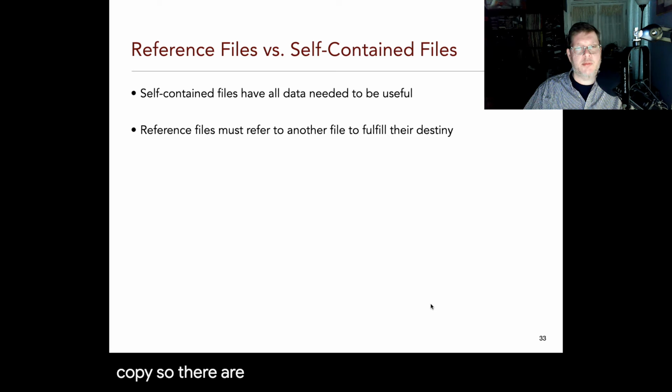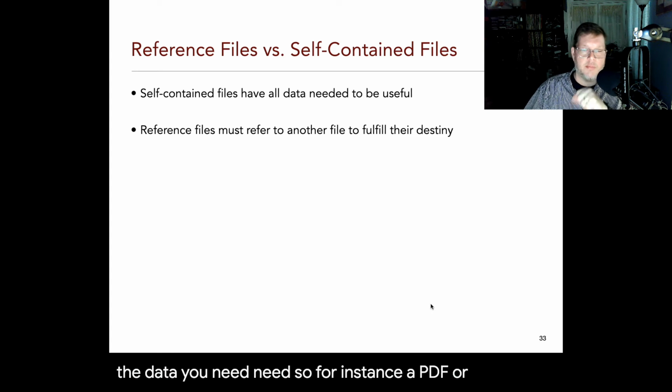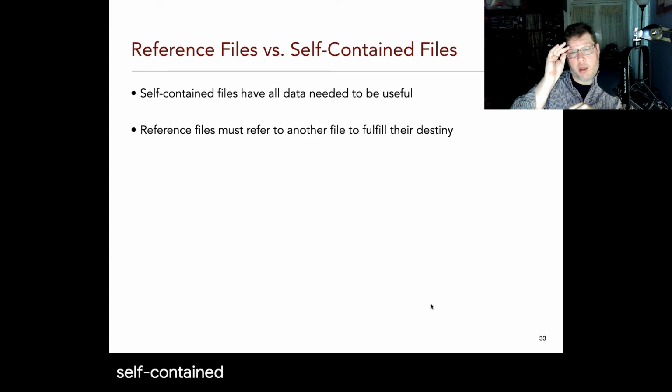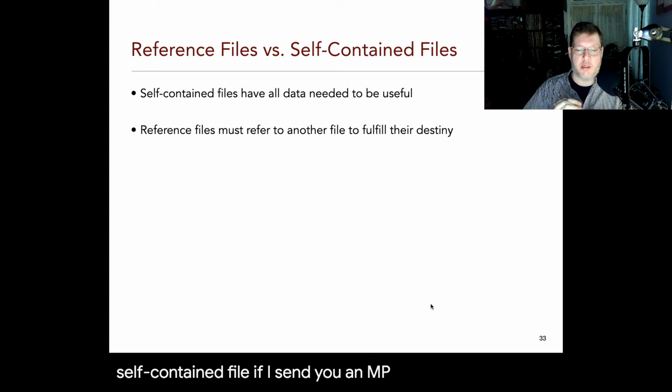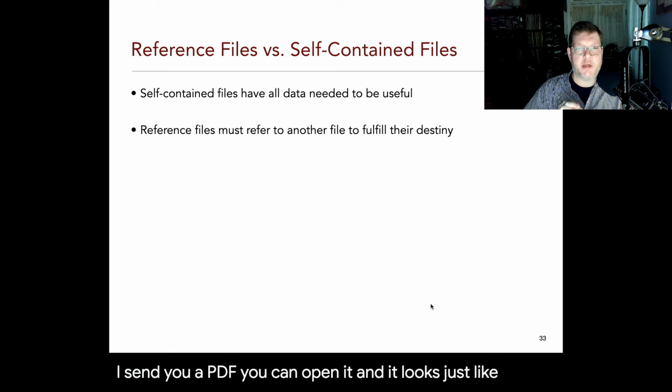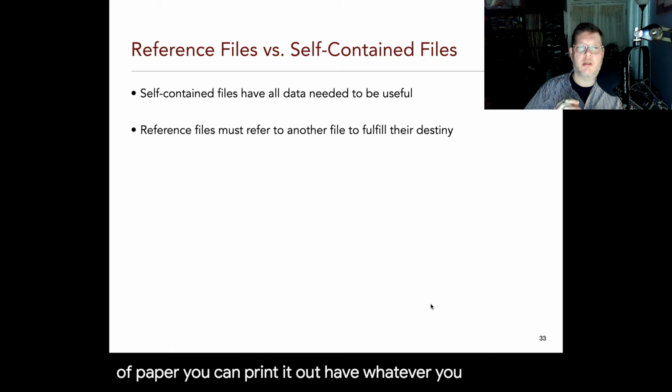So there are 2 basic types of files that you really need to understand for this class. And those are reference files and self-contained files. So self-contained files have all the data you need. So for instance, a PDF or an MP3 is a self-contained file. If I send you an MP3 of a song, you can take that MP3 and listen to it with only that file. Same thing, if I send you a PDF, you can open it and it looks just like a piece of paper. You can print it out, have whatever you need.